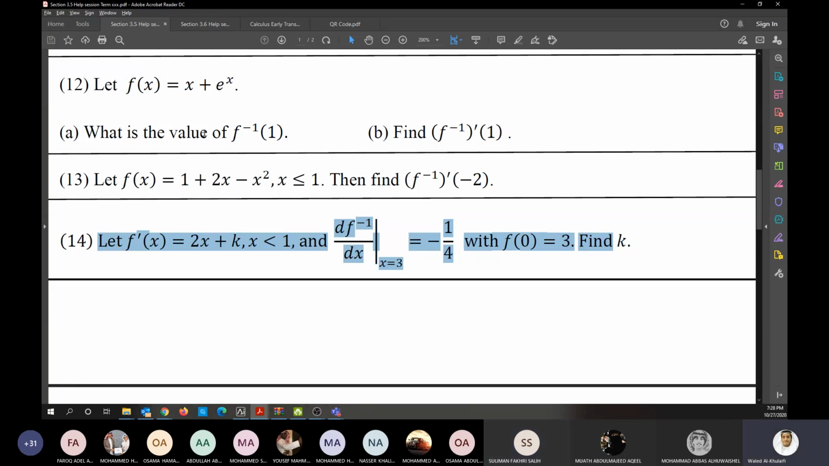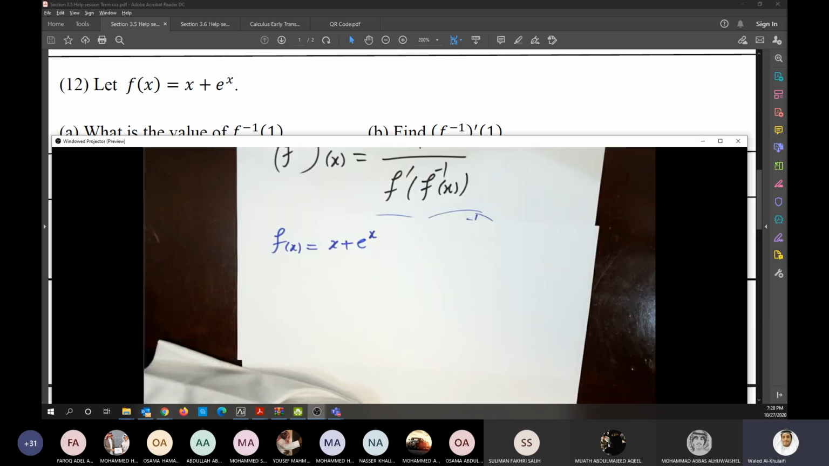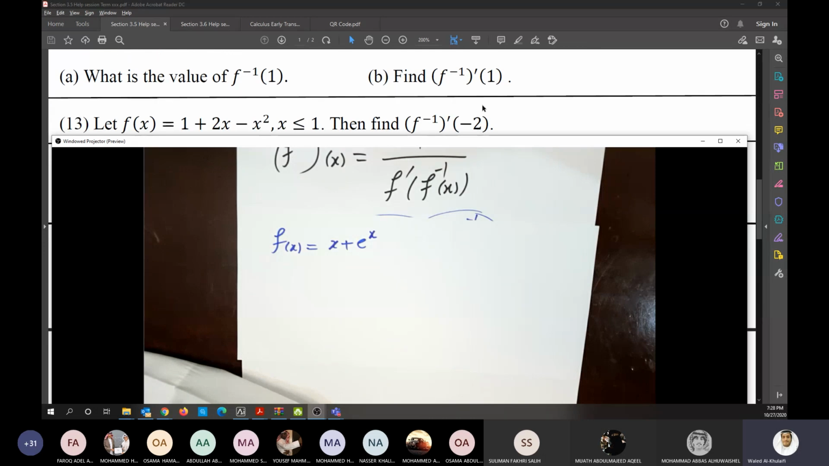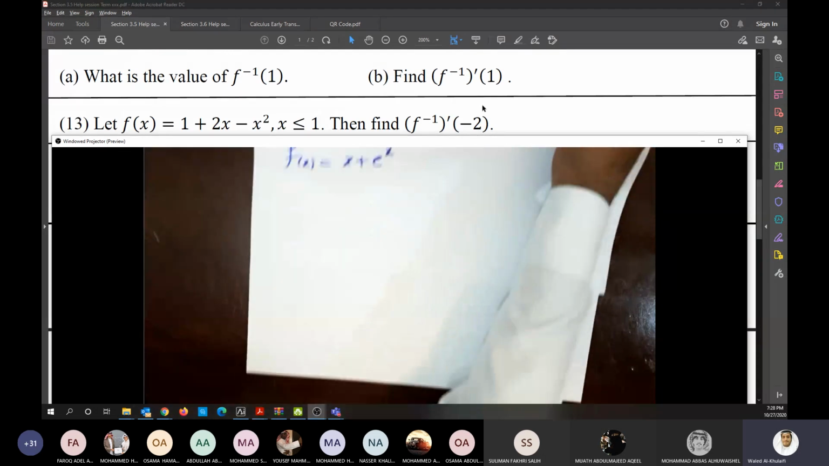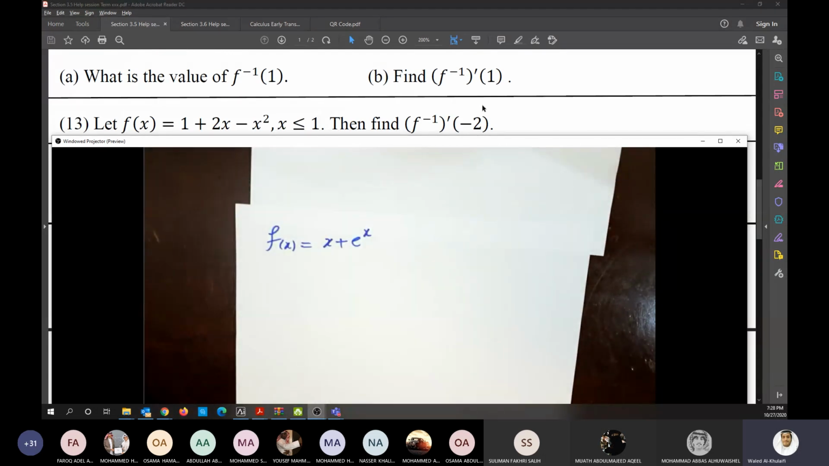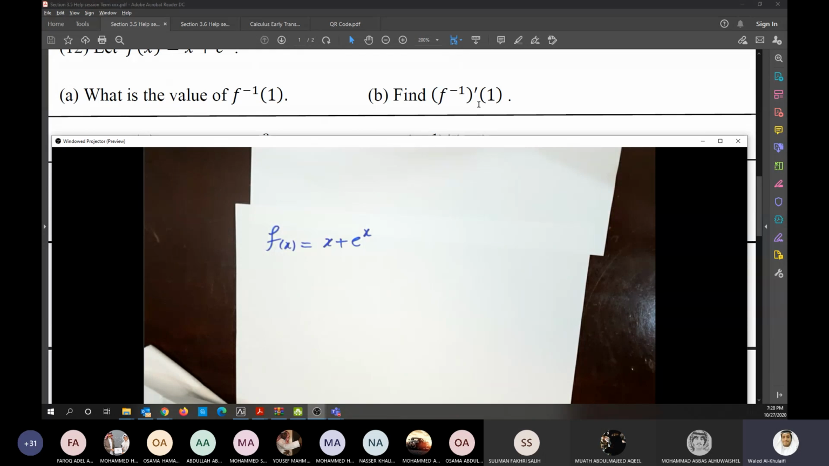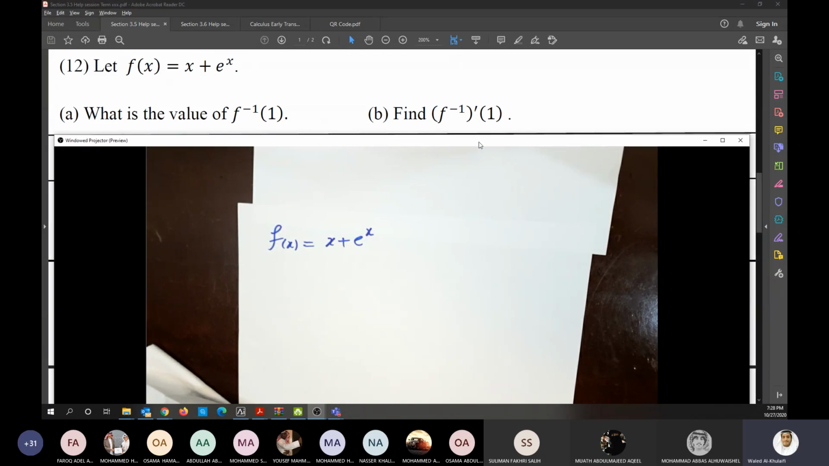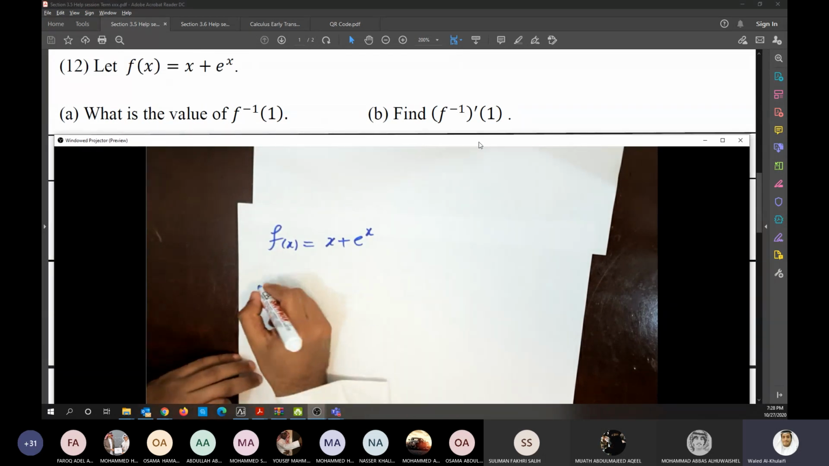Okay. But let's do it here. Let's continue here. So we have f of x equals x plus e^x. Let's solve two parts, that's why we have two parts here, so as to get the idea of the things. What is the value of f inverse of 1?